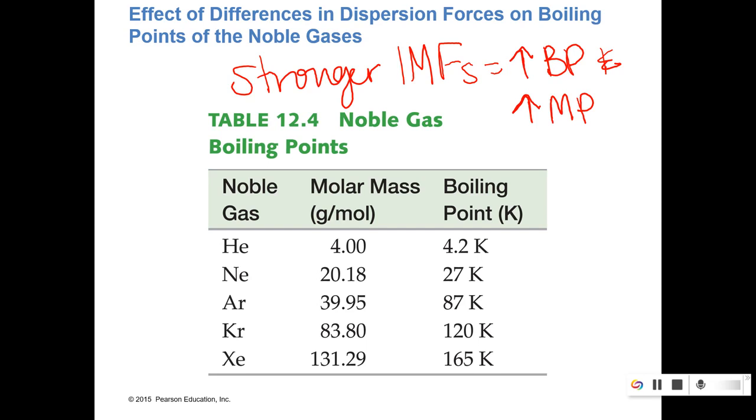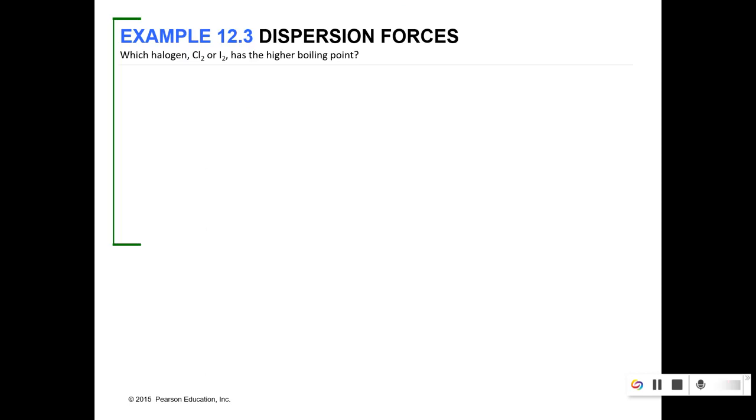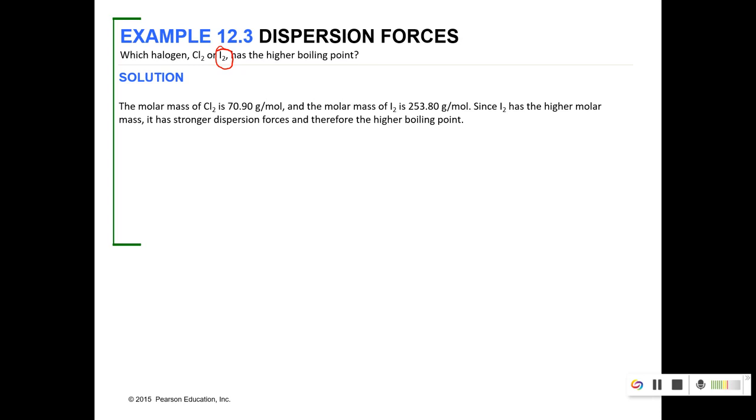Okay. And these are in Kelvin. So even though these are noble gases, they seem large, but they're really very low when it comes to Celsius values. All right, so which halogen has a higher boiling point? So obviously that's going to be iodine, because iodine has more mass, so it's more polarizable, so it has stronger LDFs. Okay, it has a lot more mass.